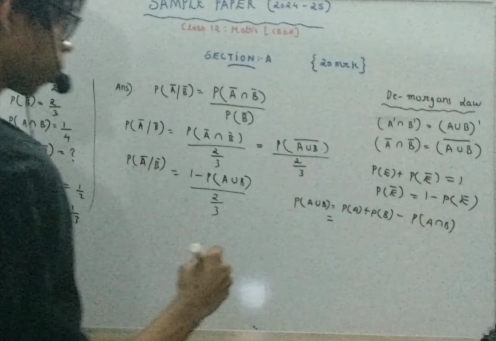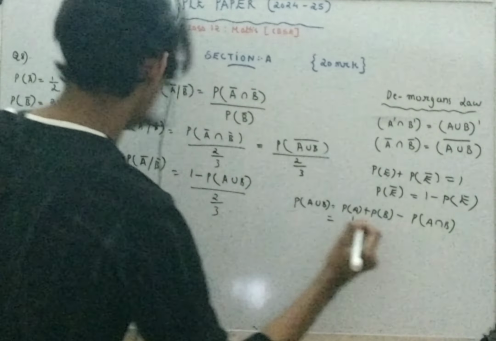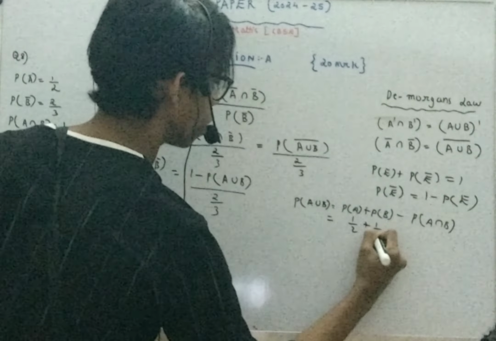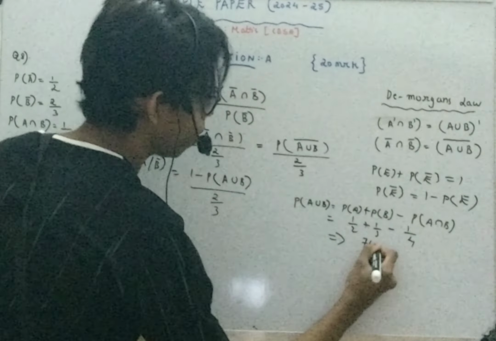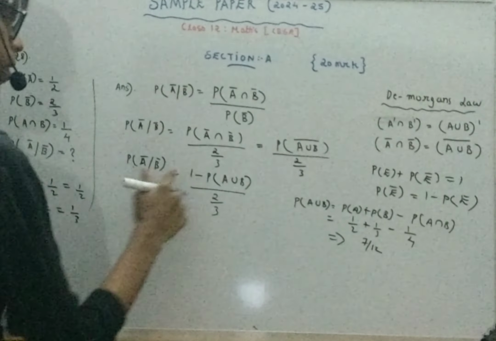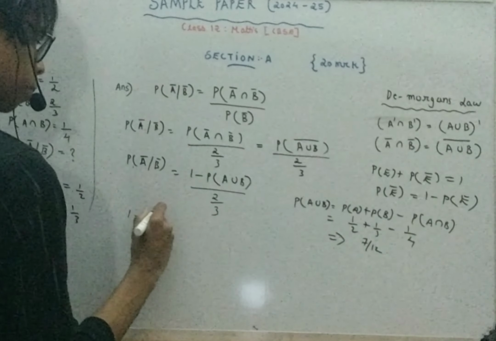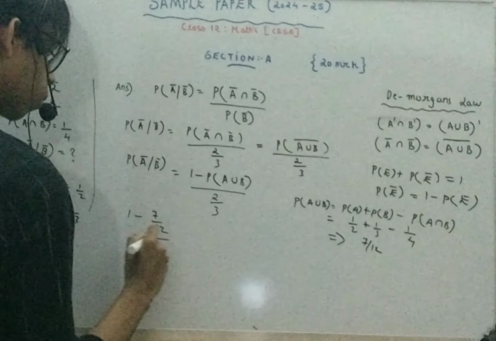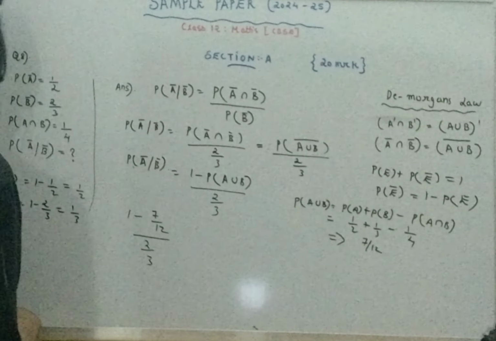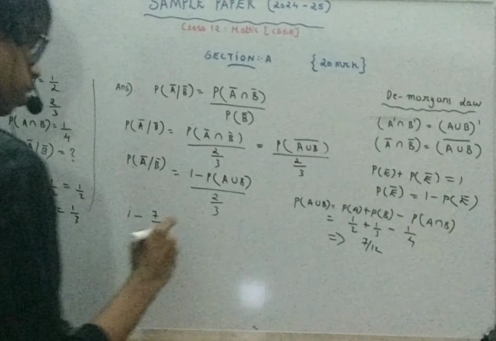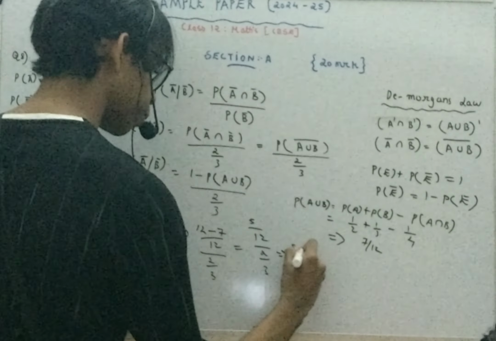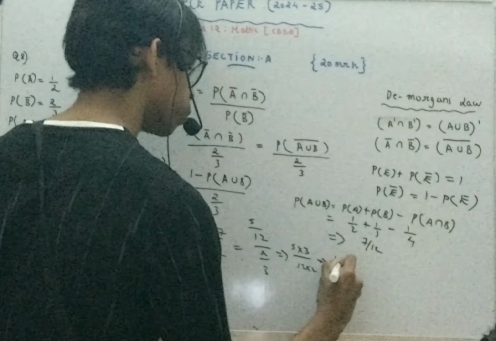Okay, so just substitute the values: 1 by 2 plus 1 by 3 minus 1 by 12. Okay, so just substitute it over here. So 1 minus 7 by 12, the whole divided by 2 by 3. Okay, so now just cross multiply: 12 minus 7 by 12, the whole divided by 2 by 3, which is equal to 5 into 3 by 12 into 2, which is equal to 15 by 24.